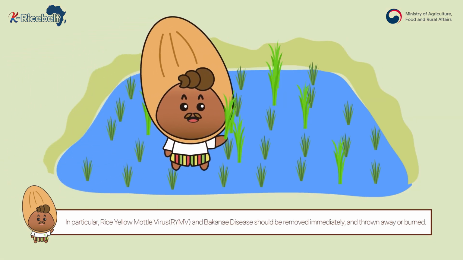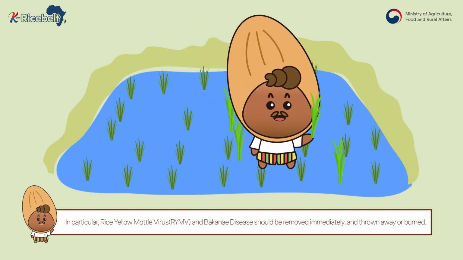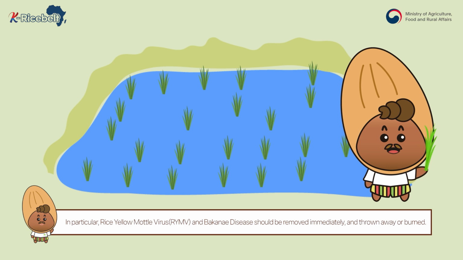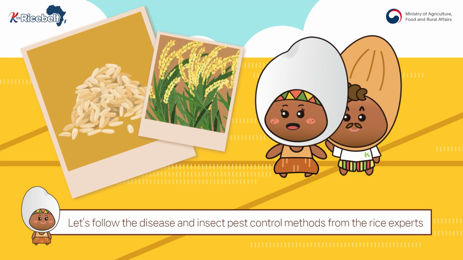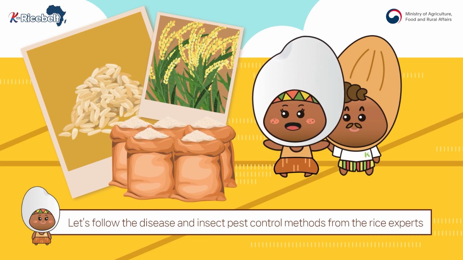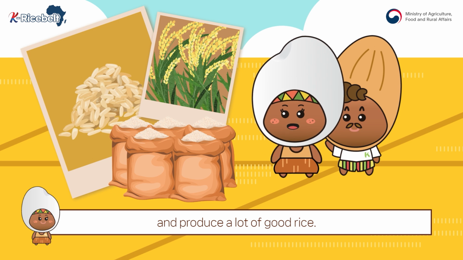In particular, rice yellow mottle virus and Bakanae disease should be removed immediately and thrown away or burned. Let's follow the disease and insect pest control methods from the rice experts, and produce a lot of good rice.